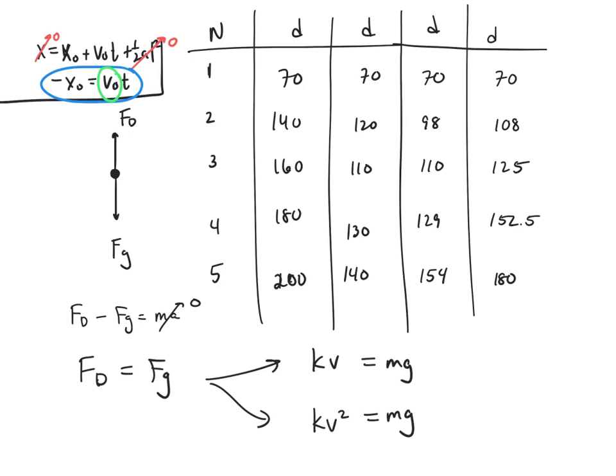So again, as we recognize from this equation at the bottom, kv equals mg, or kv squared equals mg, this tells us already that as we have more coffee filters, we're going to get a higher value for v. Well, if we have a higher value for v, but they're going to reach the ground in the same amount of time, then x0 has to also be a higher value, which is why these numbers kept increasing each time.